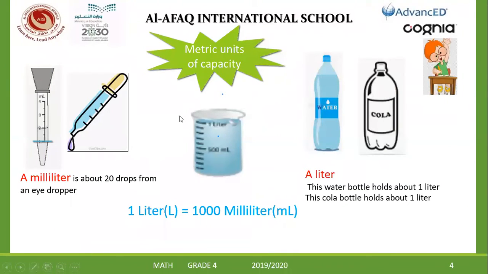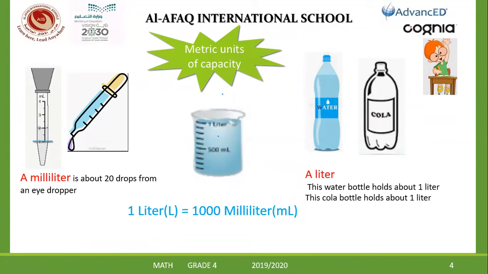First basic fact, we are going to take it, metric units of capacity. What's the meaning of capacity first? Capacity is a liquid volume. I can use here a liter container or a milliliter container to find the capacity of the liquid. As you see here, we can use a milliliter container to find the capacity for a small amount of liquid and express it by using milliliter.